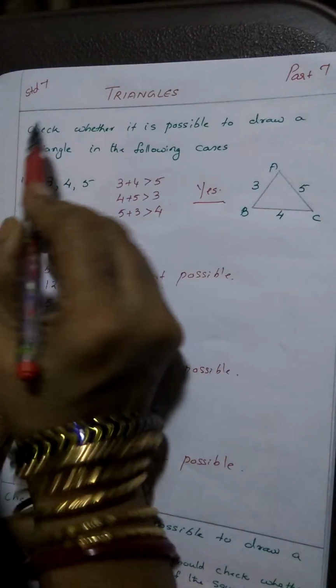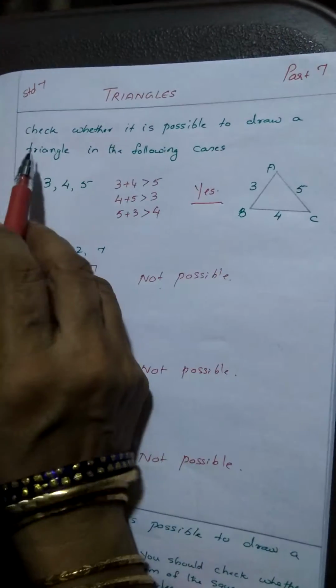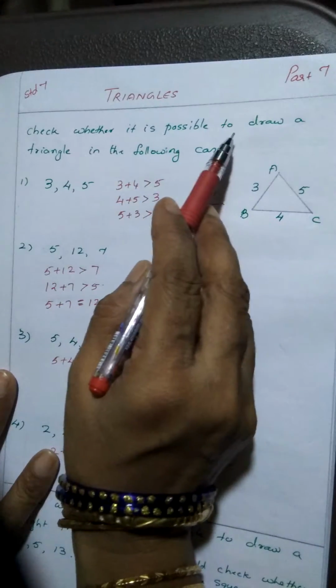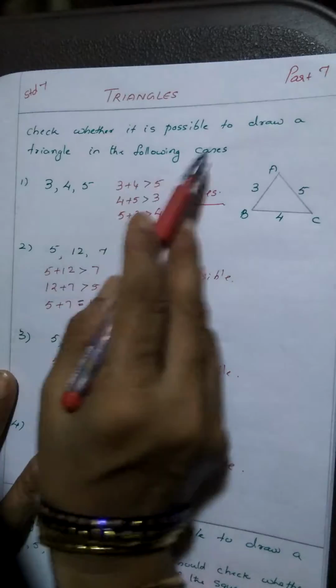The chapter is triangles for standard 7. This is part 7 of the series. We have to now check whether it is possible to draw a triangle in the following cases.